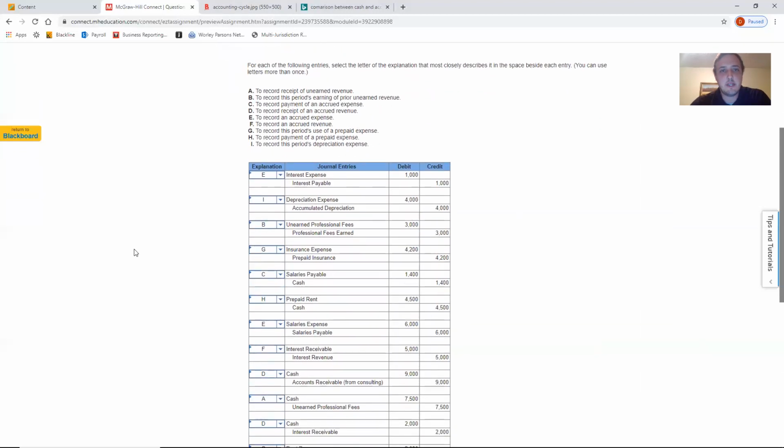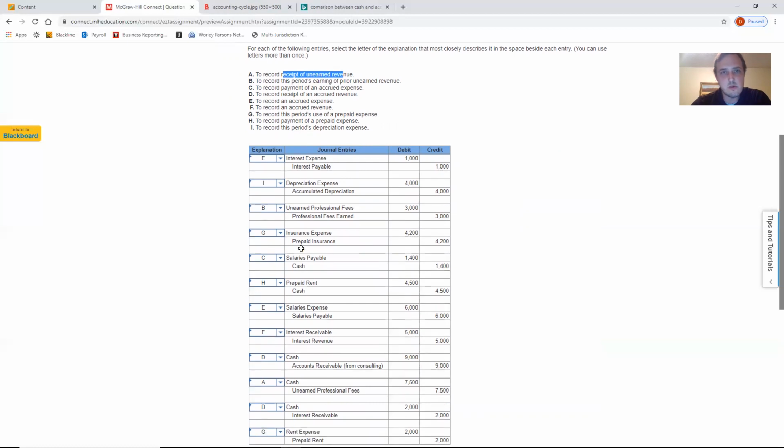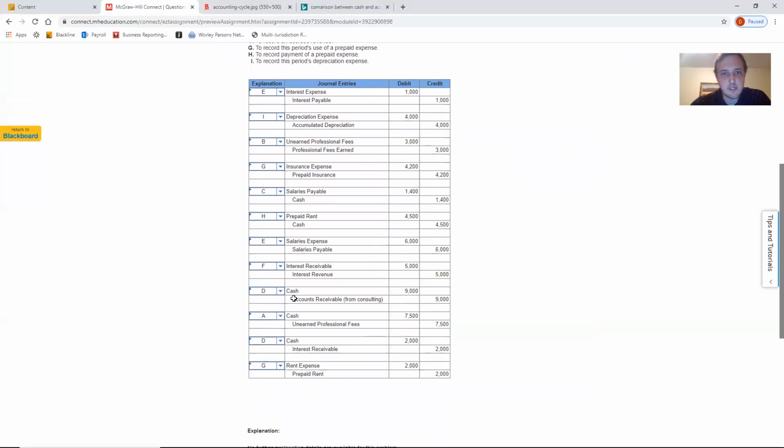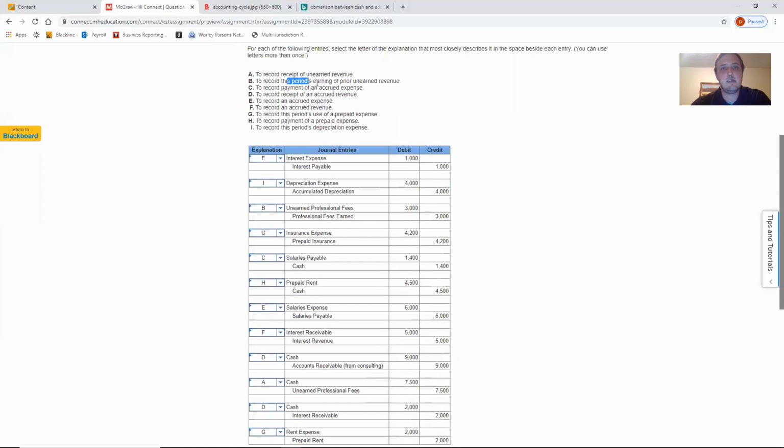All right, identifying again, matching up one to the other. So unearned revenue, we're looking for the unearned revenue. So receipts of unearned revenue, which will be the receipt is when we receive cash and then we credit the liability. And then once we earn it, we decrease the liability by debiting it, and then we're able to credit the revenue there after earning it.